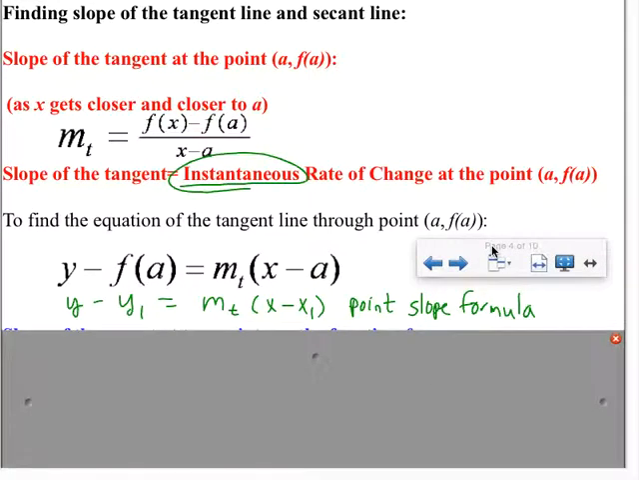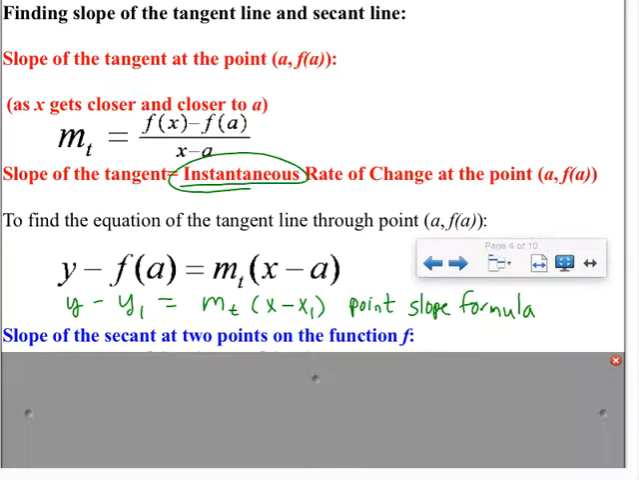So the slope of the tangent is an instantaneous rate of change. And it changes as we go across the function depending upon how the function is increasing or decreasing. And it will be flat if it is at a peak or a valley, a relative min or max.